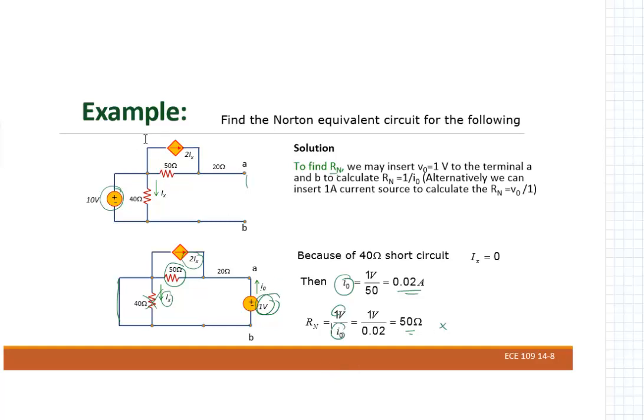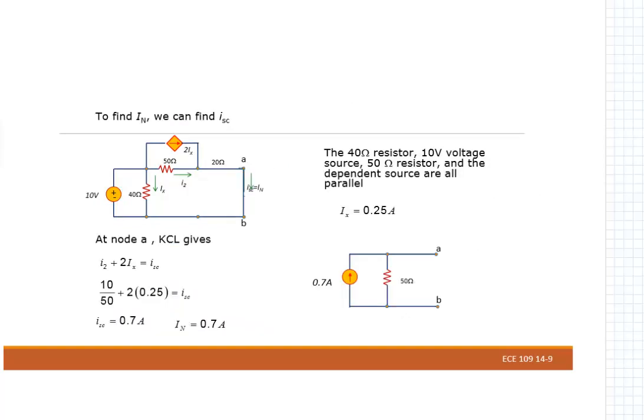To find the IN, we're going to make a short circuit right there, and we put the independent source back again. In this case, we have Ix through the 40 ohm resistor. We have 10 volts across it, so we know the Ix value, because 10 volts divided by 40 gives you Ix. So Ix is equal to 10 divided by 40, which is equal to 0.25 ampere.